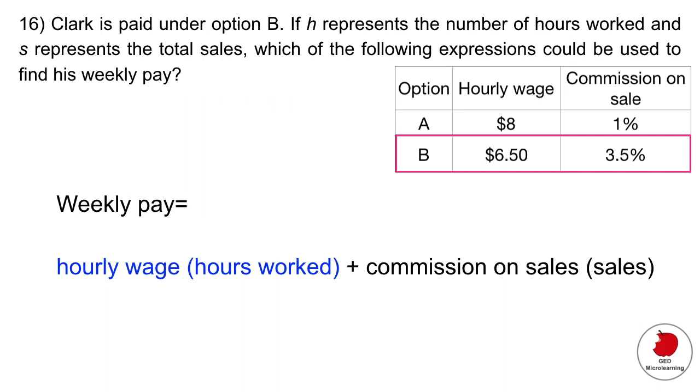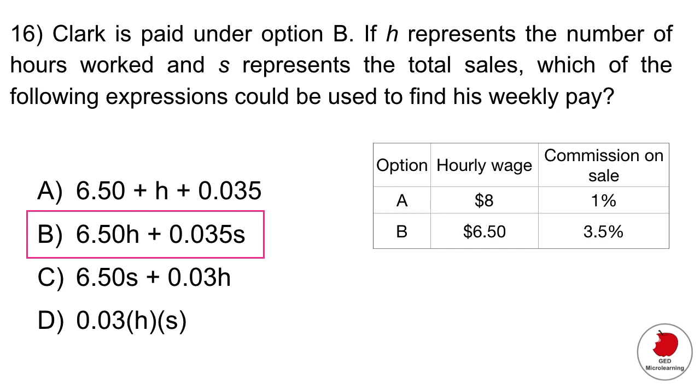So they tell us in the question that he gets paid $6.50 per hour. So we would multiply that by H, which is the number of hours worked, plus the percent commission that he gets, which is 3.5% or 0.035 in decimal form, multiplied by whatever sales that he makes. So your correct answer would be B.